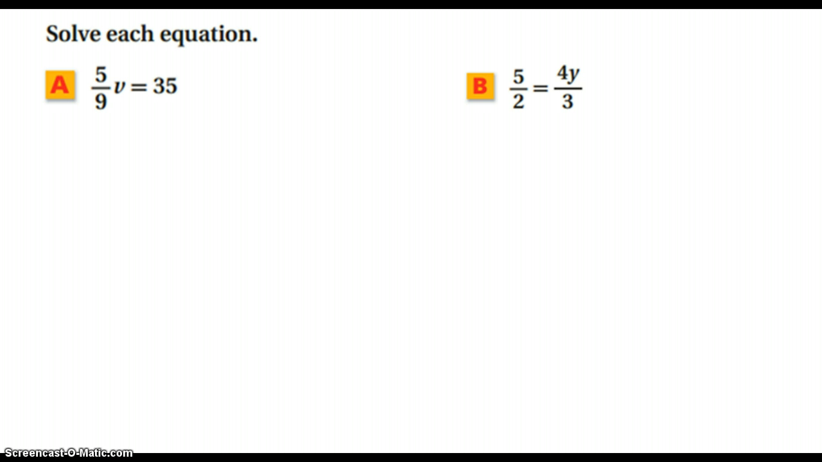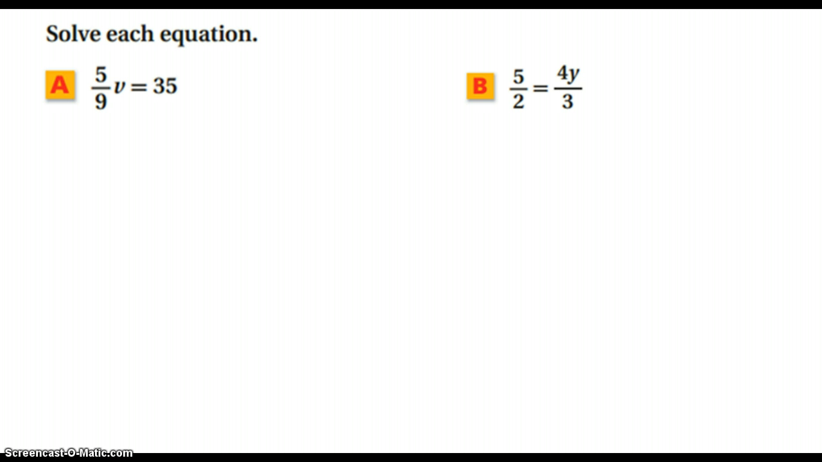Okay, last slide here. This is a little bit different, okay? So we've got 5/9 times V equals 35. So when we involve some fractions here, it gets a little different. I'm going to show you a couple different ways you can take care of this.